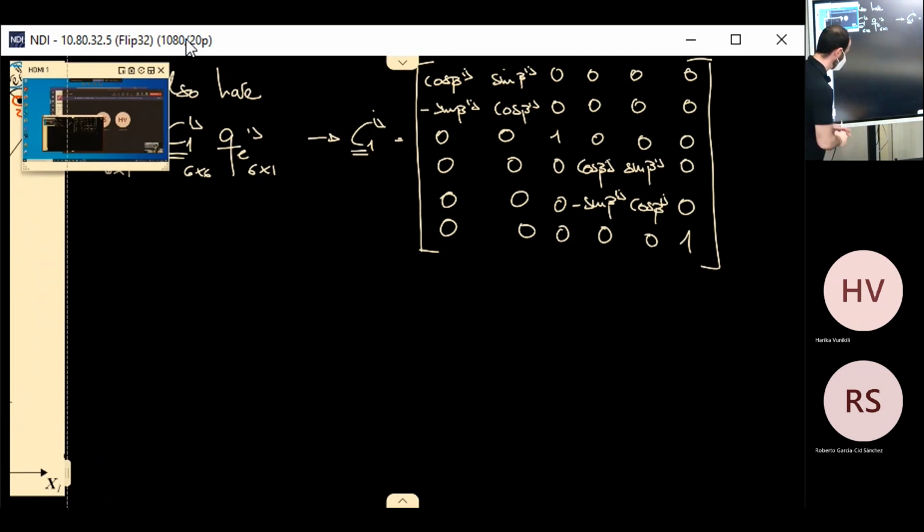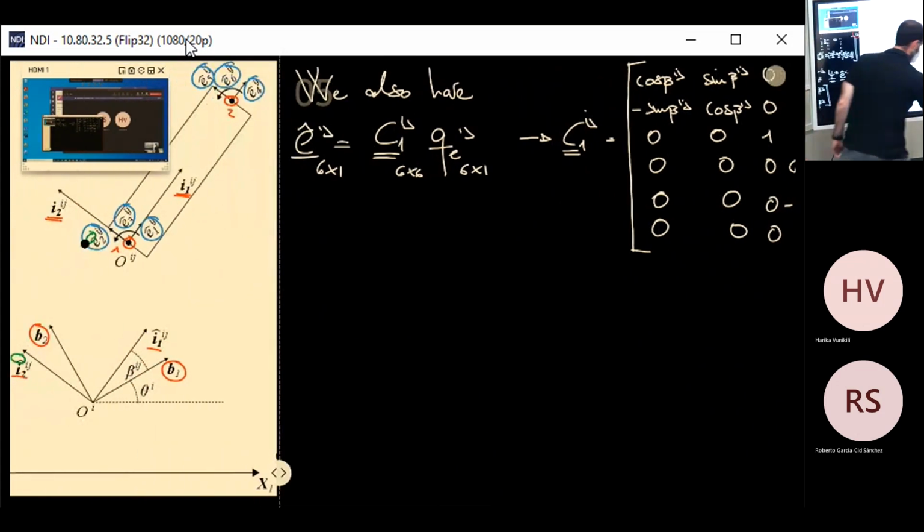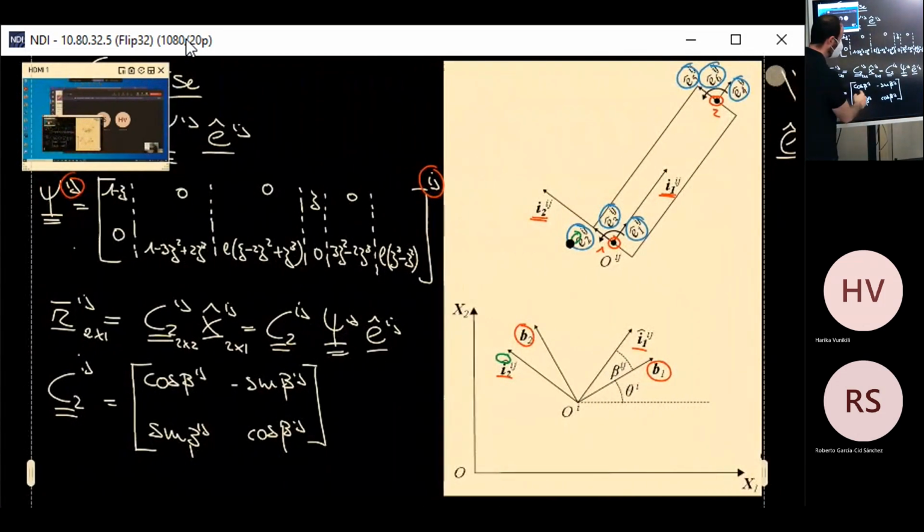You see, here you have cosinus, sinus, minus sinus, and then cosinus. While in the previous one, you had cosinus, minus sinus, sinus, cosinus. So in this one, the signs of the sinus are opposite. Why is that?